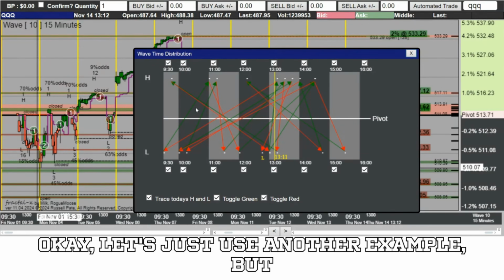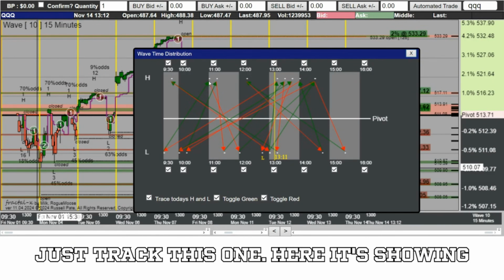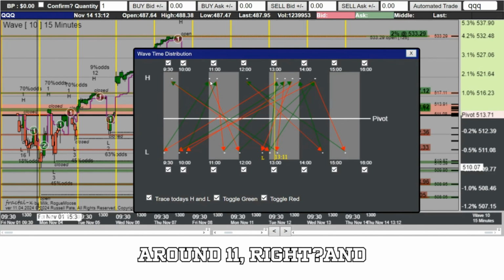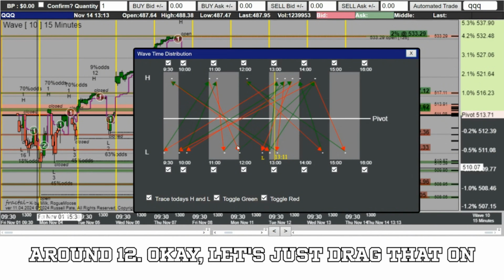Okay, let's use another example, but a more bearish one. Let's track this one. Here it's showing that we should be seeing a reversal at around 11, right? And if we follow this ray, it's closing around 12.